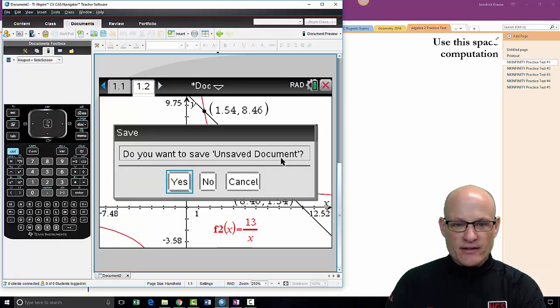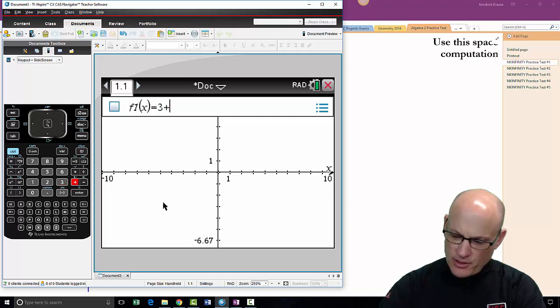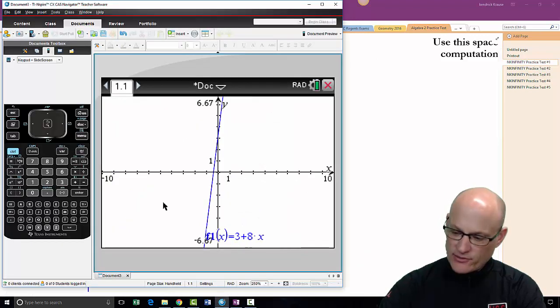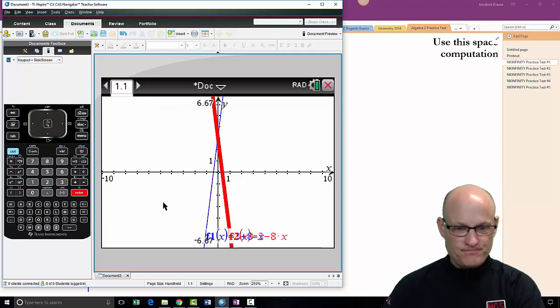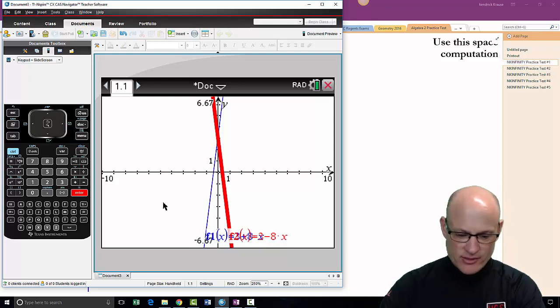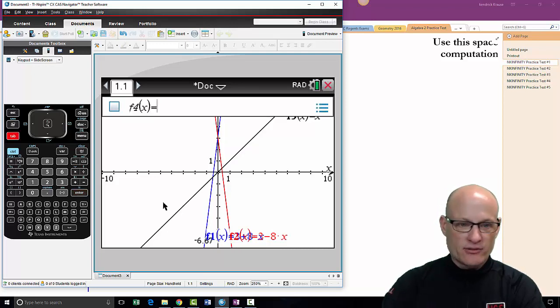So let's get out of this. Graph again, and it is 3 plus 8x. Enter. And then 3 minus 8x. Tab. 3 minus 8x. Enter. And let me graph the line y equals x. Tab x. There's the line y equals x. Are those reflections over the line y equals x? Clearly not.